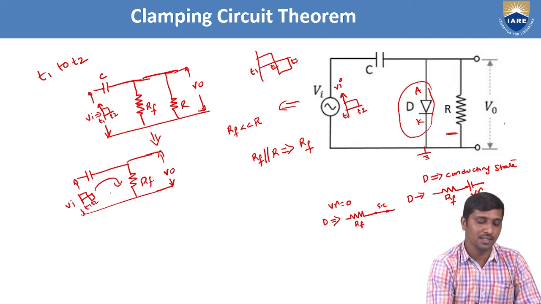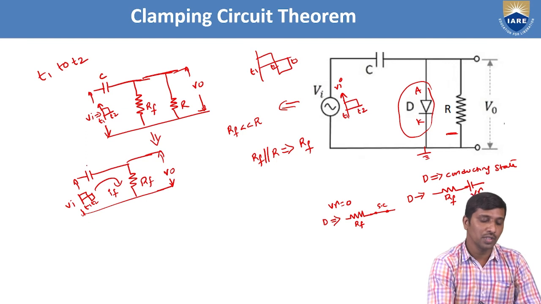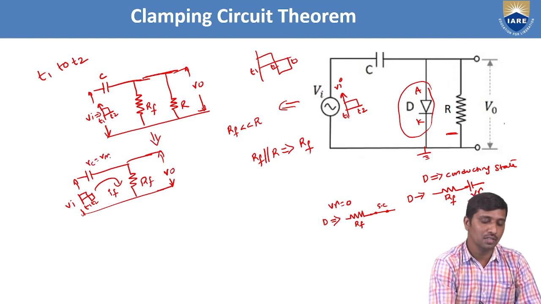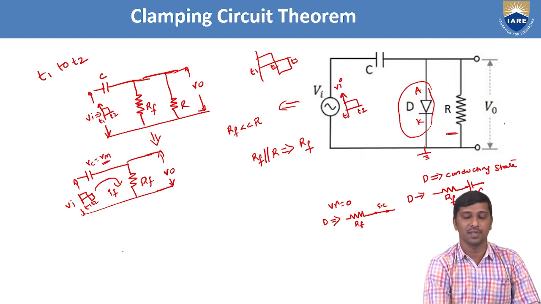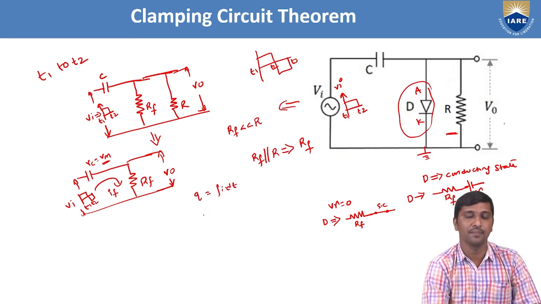Hence now the capacitor is charging towards the maximum, and that current flows as IF. So here the capacitor is trying to charge towards the maximum. Just now we discussed that Q in terms of current is represented as Q is equal to the integral of I into dt.